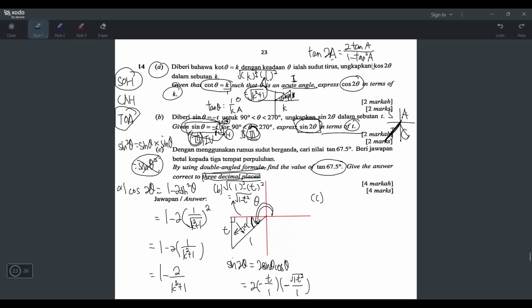So what would be the A? I think the A would be 67.5. Okay, so tangent 2 times 67.5 equals 2 tangent A, where A is 67.5. It means you just replace the A with 67.5, and then over 1 minus tangent square A, just replace with 67.5. Okay, I know some of you might be thinking, hey sir, they want to find tangent 67.5. If I calculate this whole thing, I'm not finding tangent 67.5. I'm trying to find tangent 2 times 67.5, which is not the same as the question.